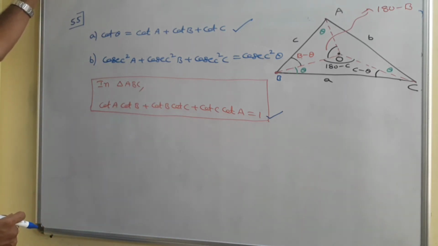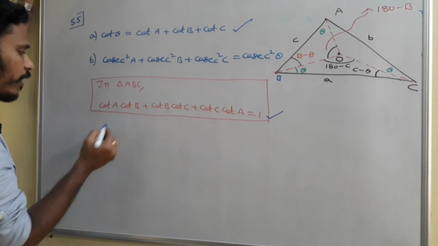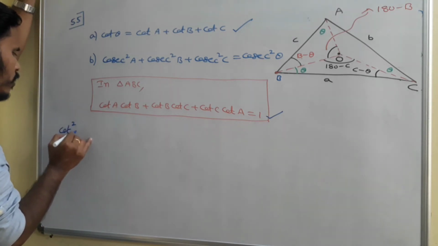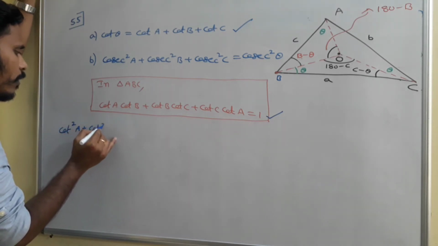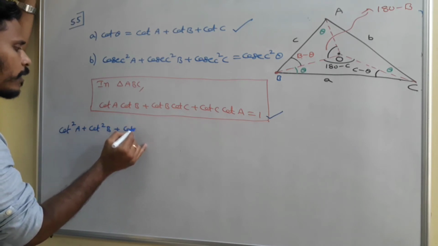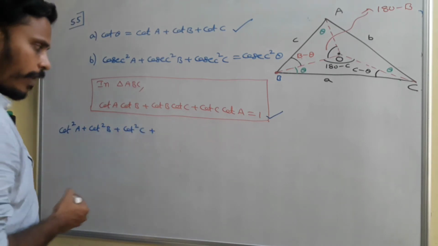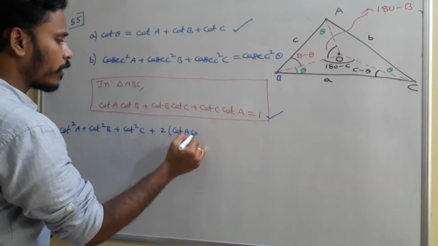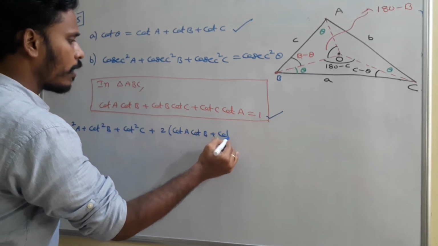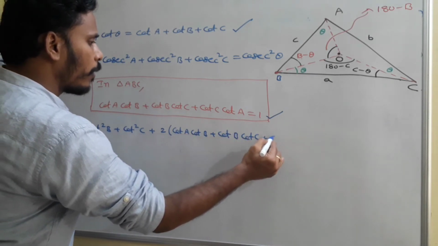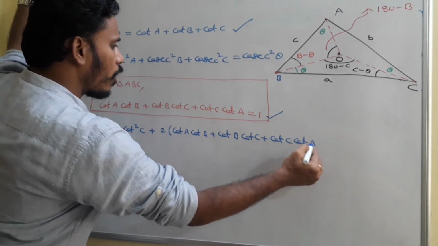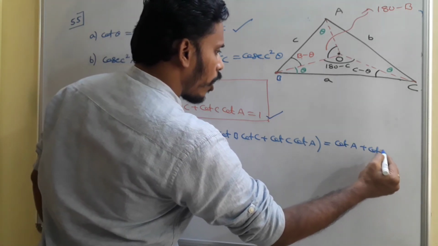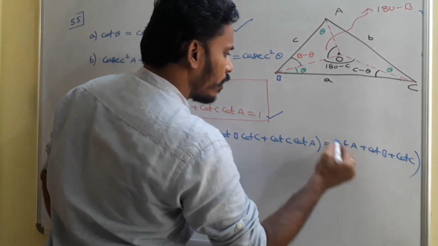I just multiply everything with 2. Then it becomes like this. Directly I will write: cot square A plus cot square B plus cot square C plus 2 times (cot A cot B plus cot B cot C plus cot C cot A) is equal to (cot A plus cot B plus cot C) whole square.